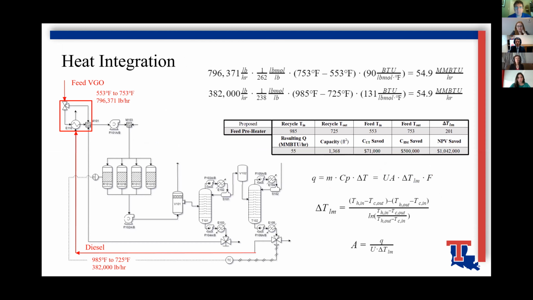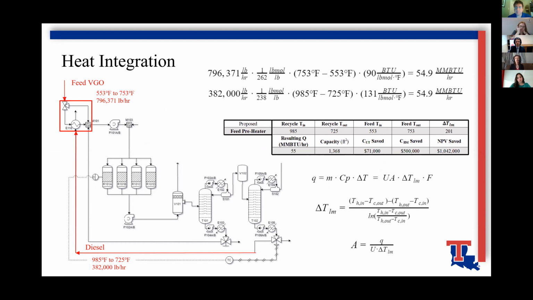In our system, we did find that there was an ability to have heat integration. Our diesel tower, as discussed earlier, is our biggest tower. It's also our hottest tower because it's at a higher pressure and a higher flow rate. So the reboiler line is actually at about 985 degrees Fahrenheit. So we decided to use that in order to replace the preheater or the fire heater for the feed VGO.